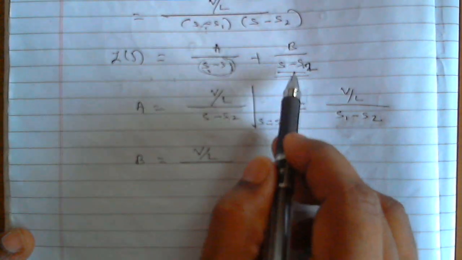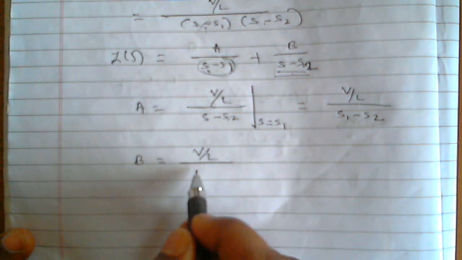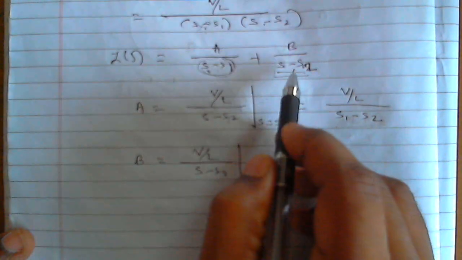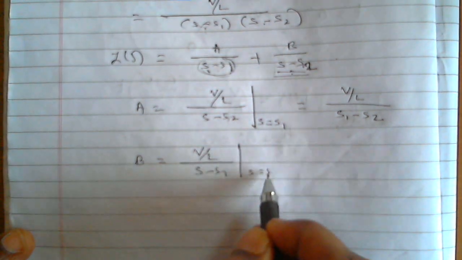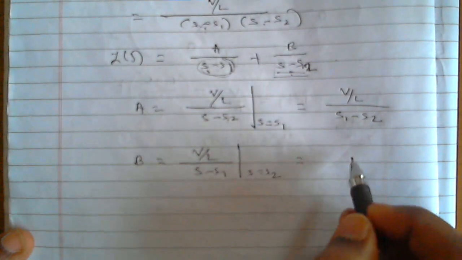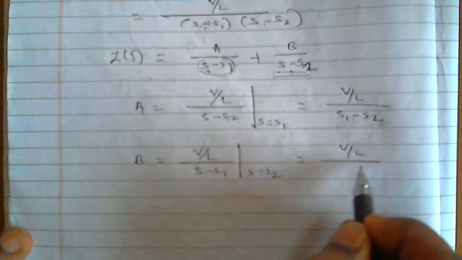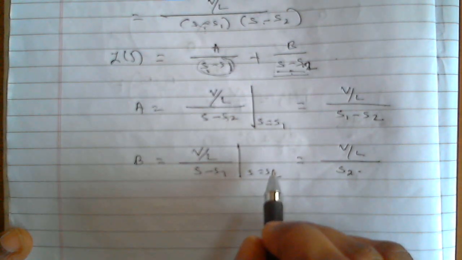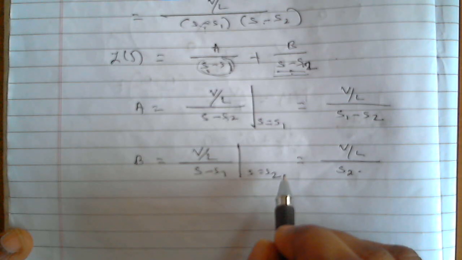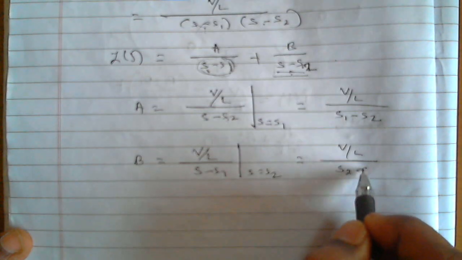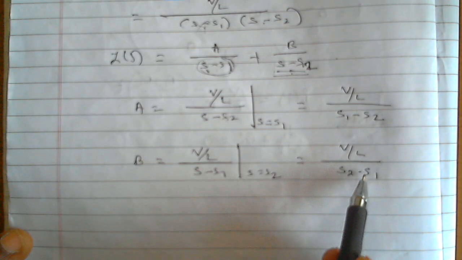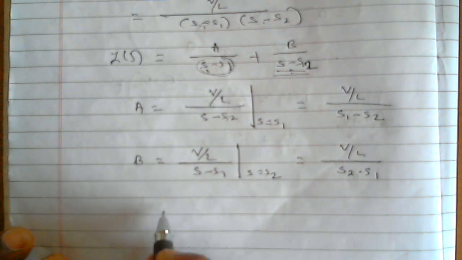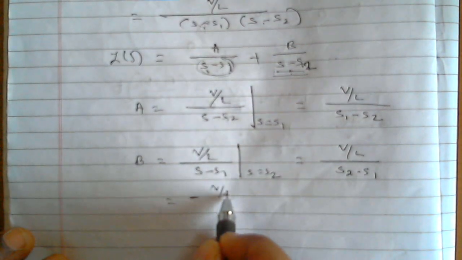Similarly, find B. B is V by L. What is the denominator of B? Remove this from the main equation, write the remaining equation, and equate that with 0. So you will get S equal to S2, which is to be put in the equation. You will get V by L divided by S2 minus S1. I will have to write it in the form S1 minus S2, so I will take minus common: minus V by L upon S1 minus S2.